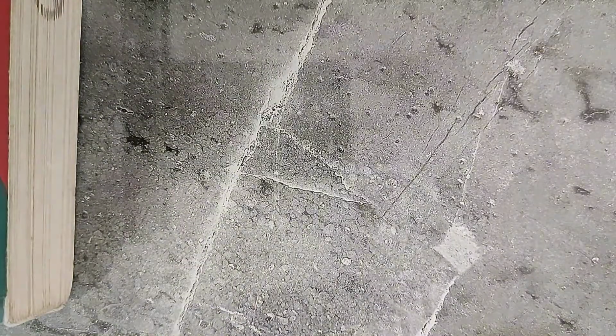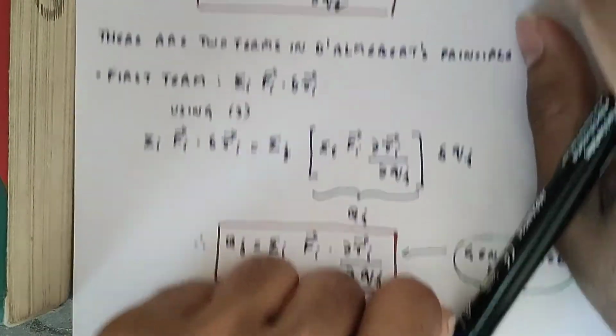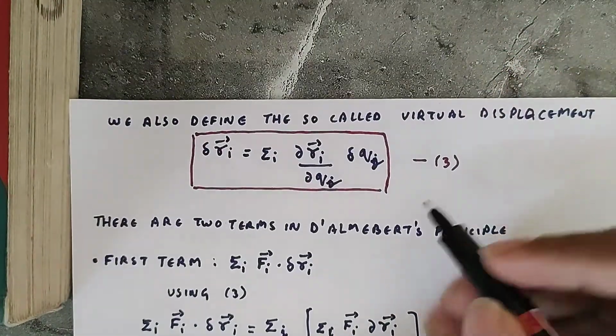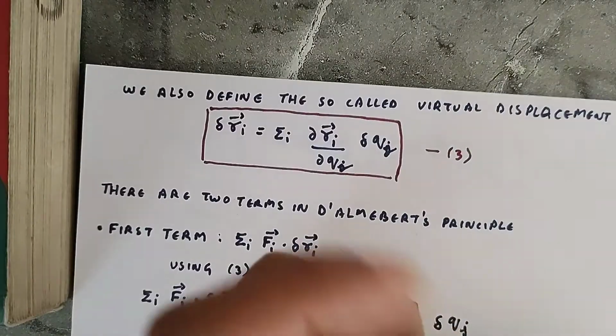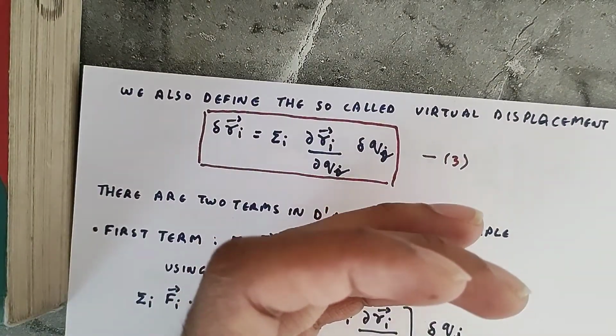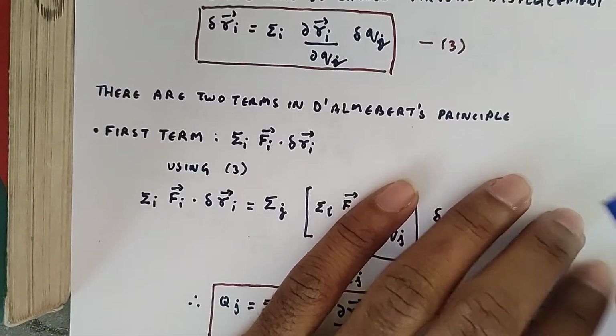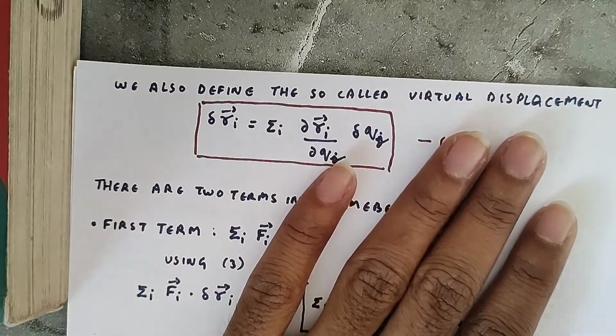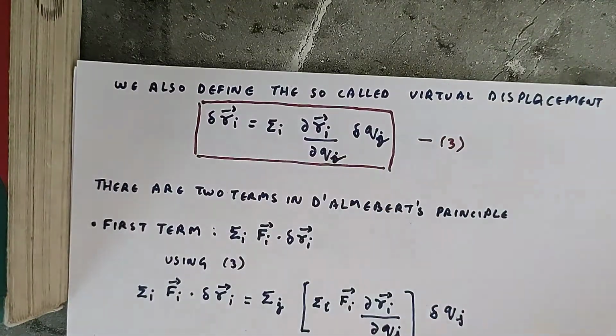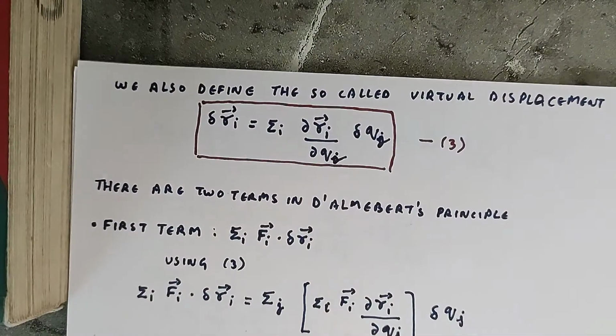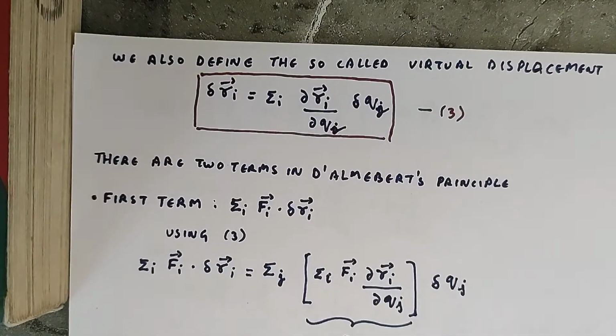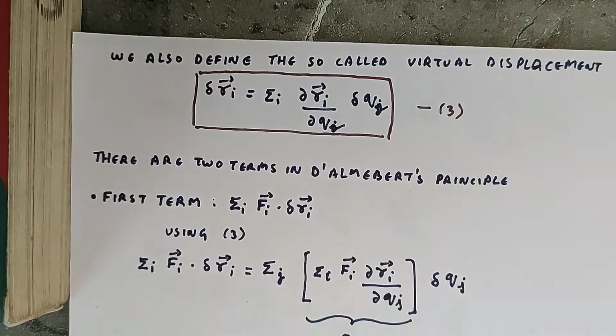So now what I'm going to do is I can also define a term which is called the virtual displacement. Virtual displacement actually comes before the D'Alembert principle. So the hierarchy goes like this. We describe a virtual system. What is the virtual? Then we state what's called the virtual displacement. Then we state what's called the virtual work. Then we move on to the D'Alembert principle.